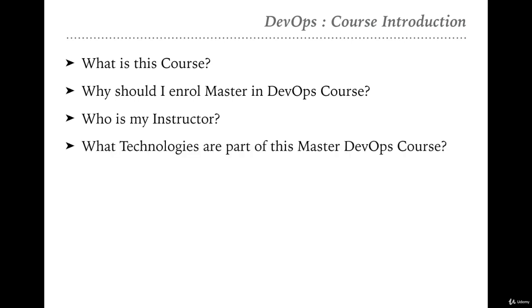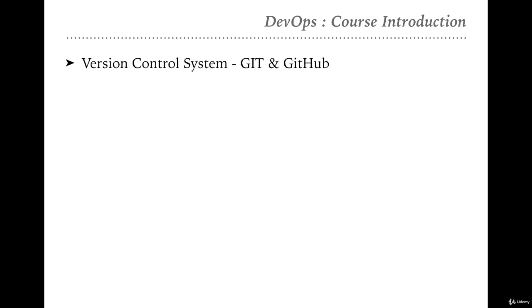What technologies are part of this Master DevOps course? As I told you earlier, we are going to learn a bunch of technologies in this course. We will see the complete knowledge of Git, Jenkins, Docker, and Kubernetes. First, we will start with the version control system Git and GitHub. We will see basic to advanced Git and GitHub, how we can integrate Git with GitHub, how Git is helpful as a version control system, and why we need a version control system in our organization.